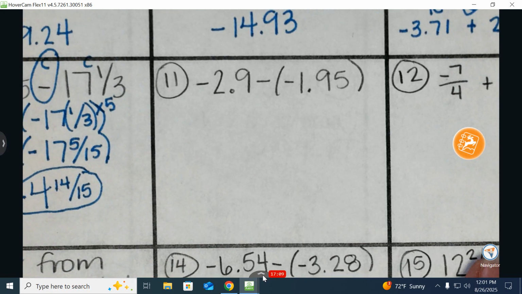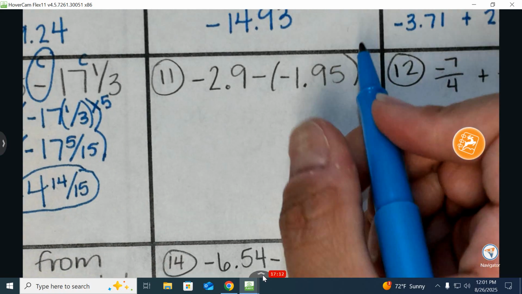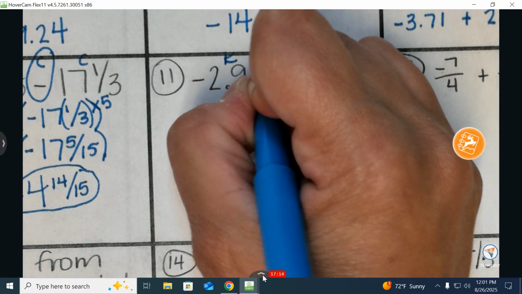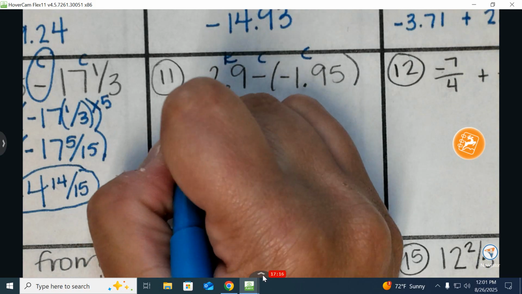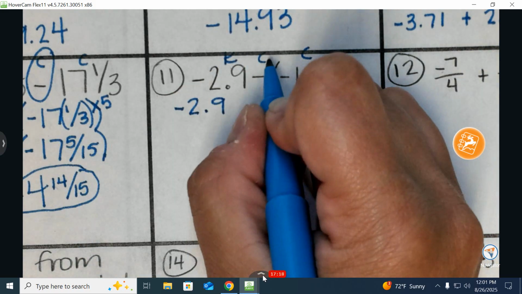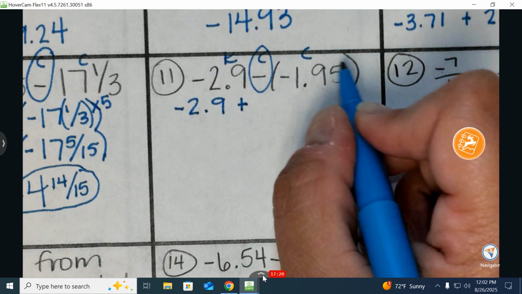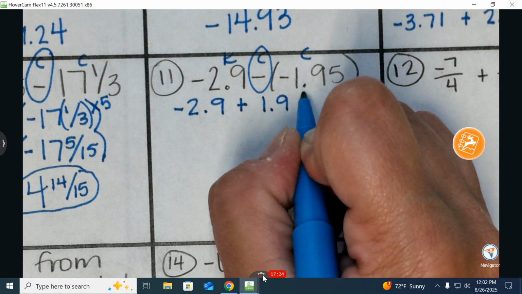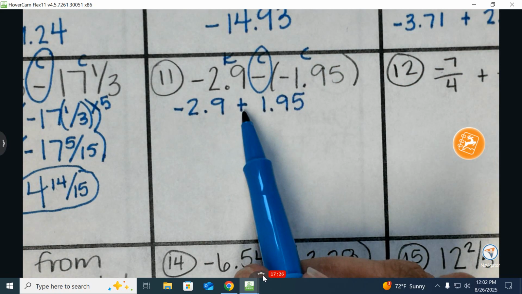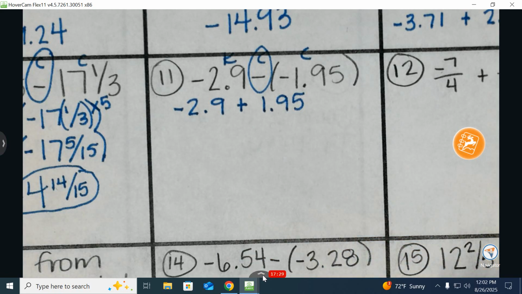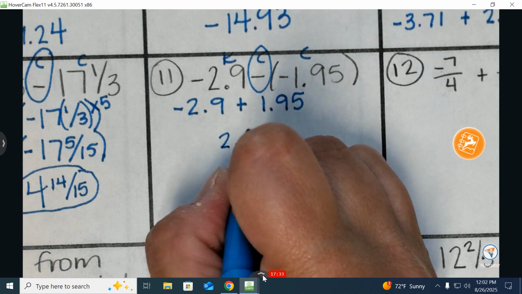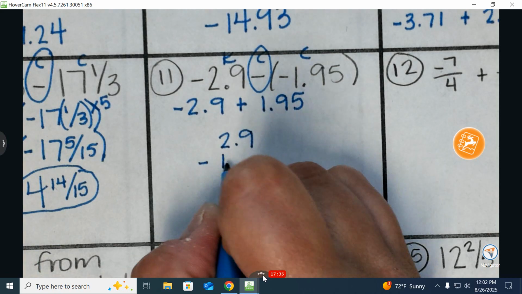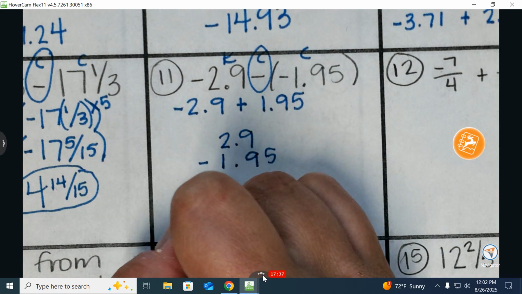All right, number 11. We have keep, change, change. So we're going to keep our negative 2.9, change subtraction to addition, and change negative 1.95 to positive 1.95. Adding with unlike signs, so we're actually going to subtract. So 2.9 minus 1.95.